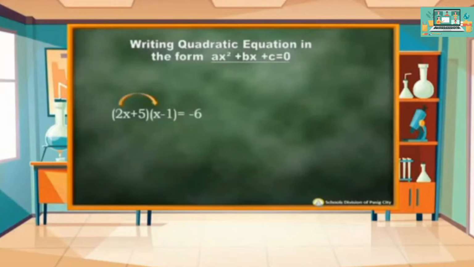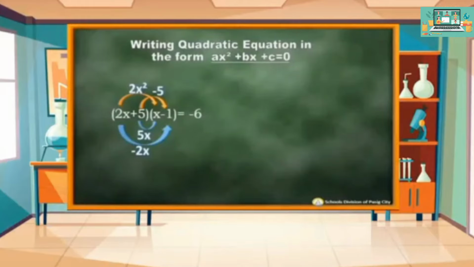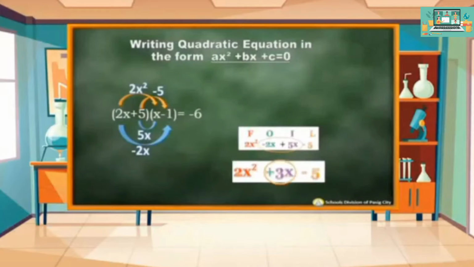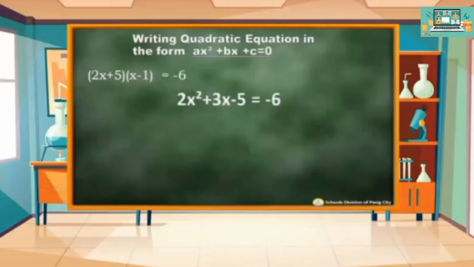Multiplying 2x times x will give us 2x squared. Multiplying the outer terms, 2x times negative 1 is negative 2x. 5 times x is 5x. And multiplying the last terms, 5 and negative 1 is negative 5. Next is we combine like terms. Negative 2x plus 5x is 3x, making our equation 2x squared plus 3x minus 5 equals negative 6.